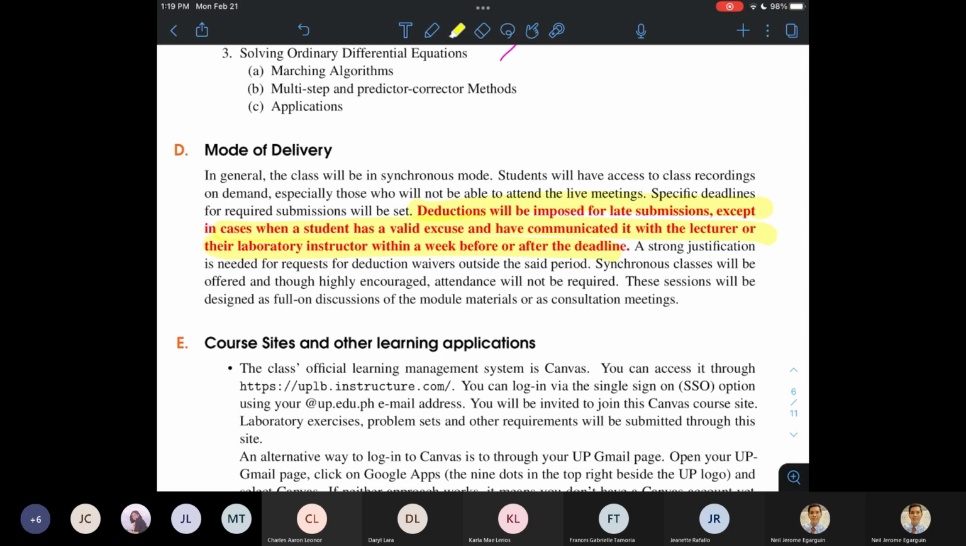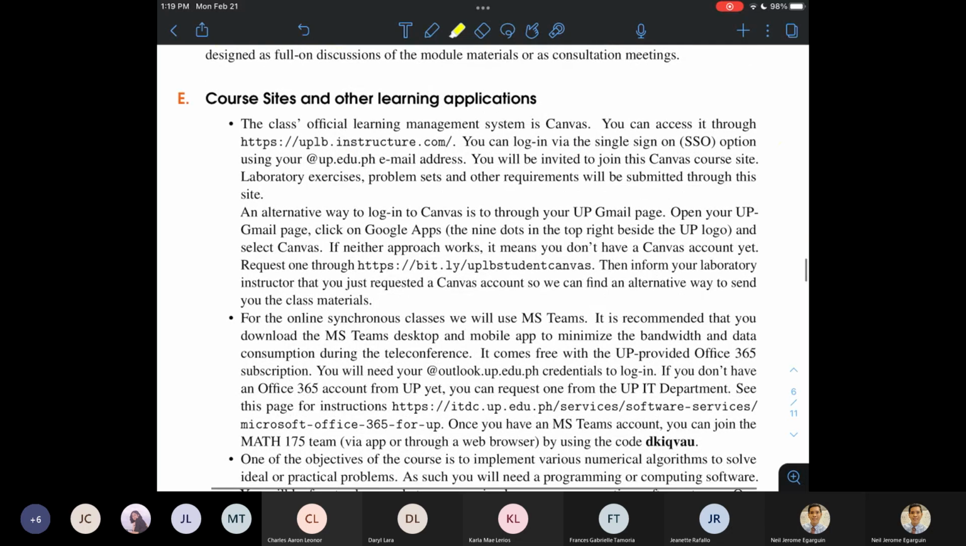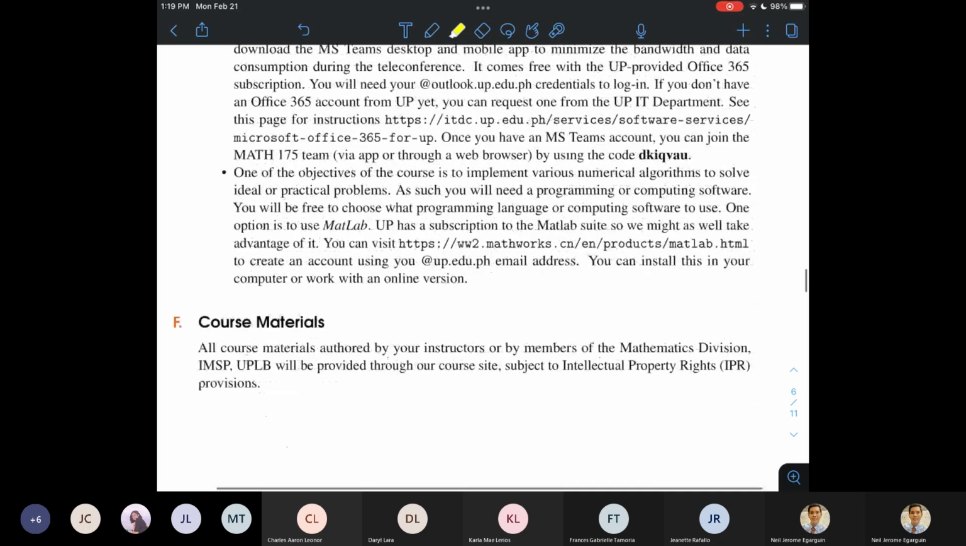Alright? Now, course sites and other learning applications. So this is similar to what I handed out last semester. Copy-paste to. Kaya hindi ko nabago yung Math 174 in the original Module 1. So inedit ko na siya. So this is the new version, but this is similar.